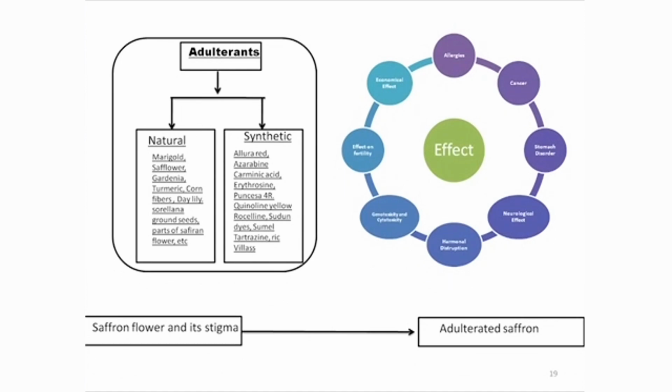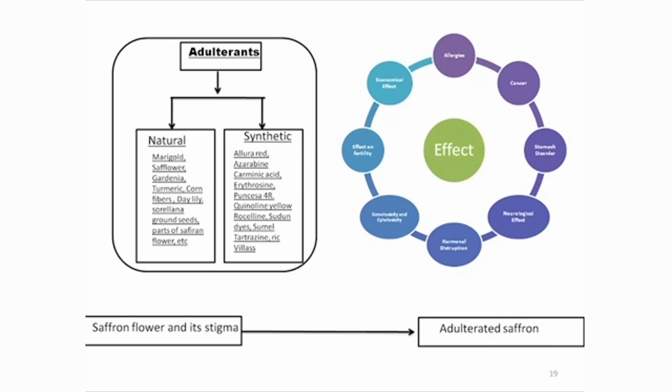Further, we discuss the adulterants. Generally, two types of adulterants are used: one is natural, and the other is synthetic. Natural adulterants include marigold, safflower, gardenia, turmeric, corn fiber, daylily, sorrelena, ground seed, parts of the saffron flower, etc. In the synthetic adulterants, we use dyes such as aloe red, arazabrine, carbonic acid, erythrosine, and tartrazine.